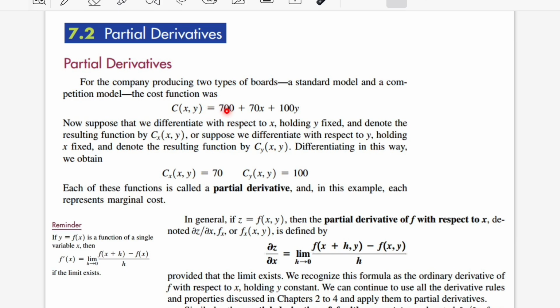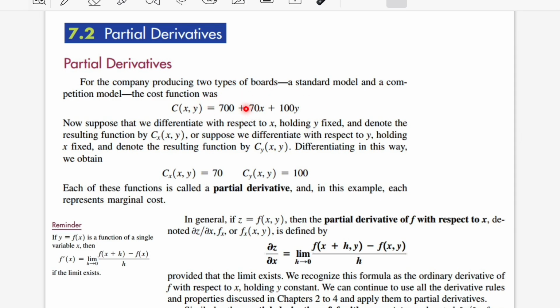So for example, the derivative of 700 with respect to x is just going to be 0. It's a constant. There's no x term here. The derivative of 70x with respect to x is just going to be 70. Using our power rule here, our x will go away. And then taking the derivative of 100y with respect to x, well, there's no x variable here. So when we say hold y fixed, we're essentially treating this term with the y here as a constant. So y is a constant. Since there's no x variable here, this means that this is also equal to 0. So the derivative of this guy with respect to x just leaves us with 70.